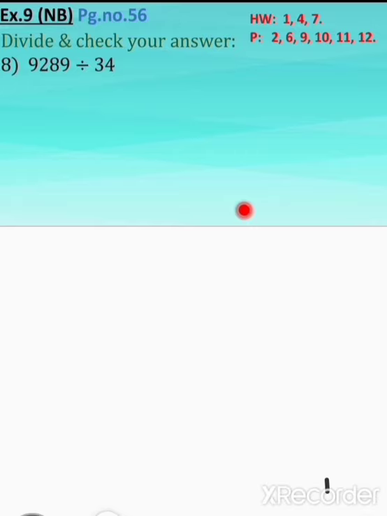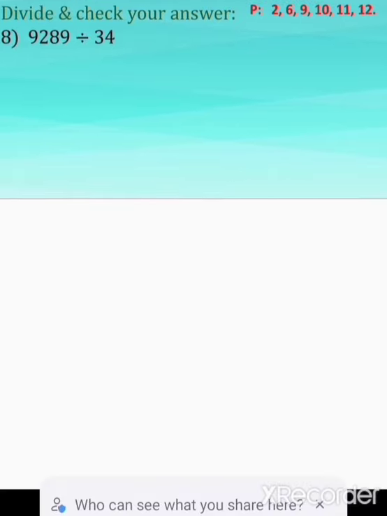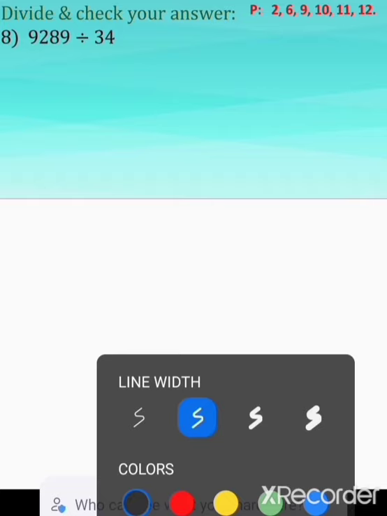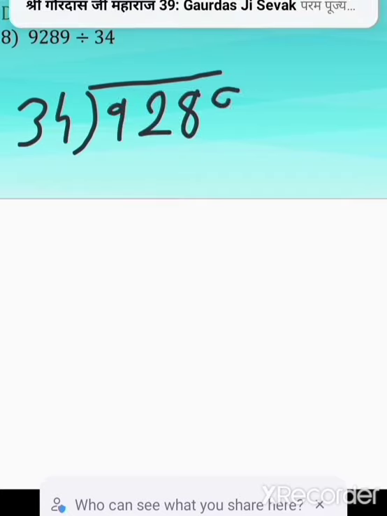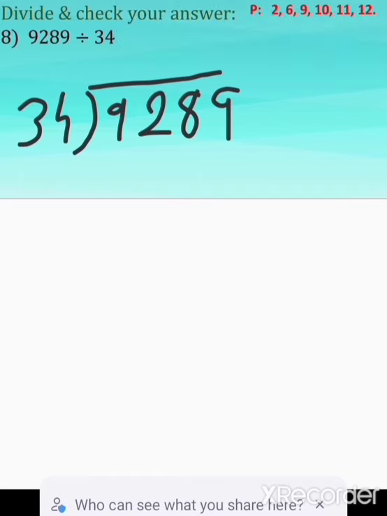Next is 9289 divided by 34. Now you will say, ma'am, I have learned the table till 20. Now you will tell me to learn the tables till 35 and 34 also. No, bacha. See, generally the numbers come till 20. The divisor generally is till 20. But if you are getting any number which is greater than 20, then no need to learn the tables. Just follow the multiplication method which I have shown you if you don't know the table.